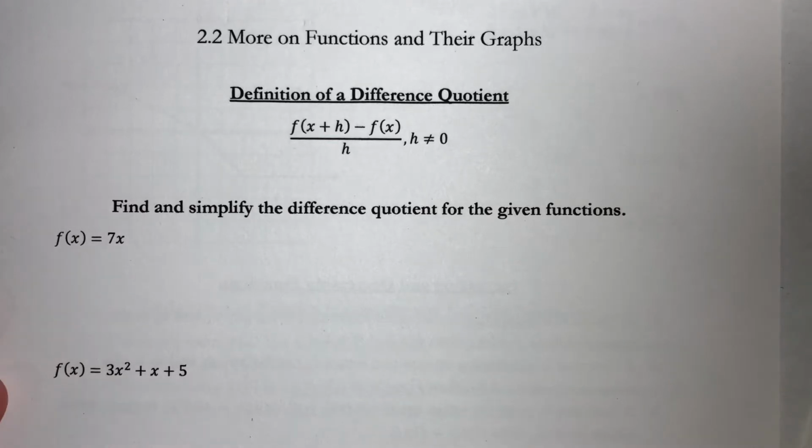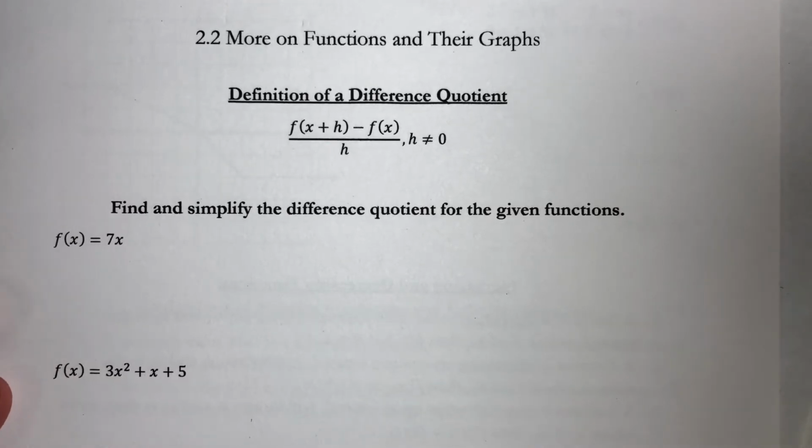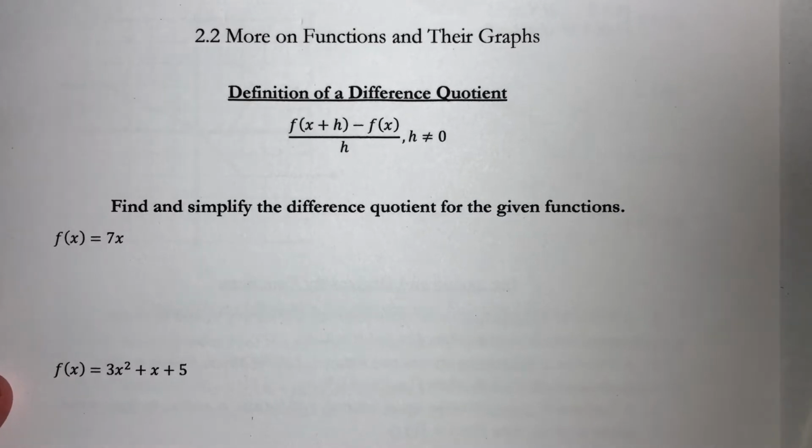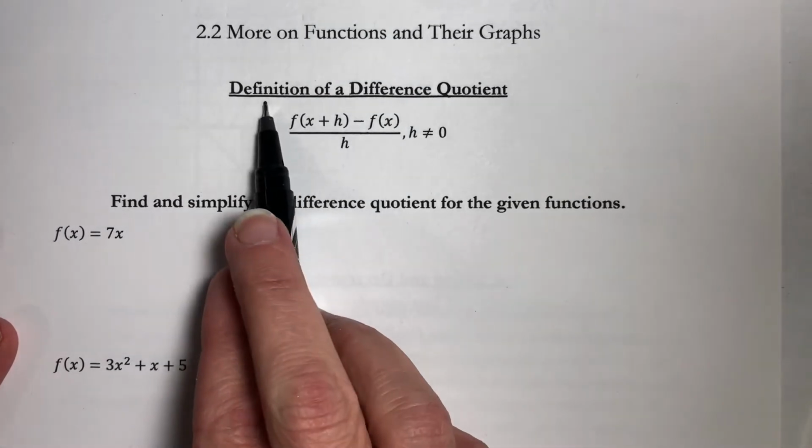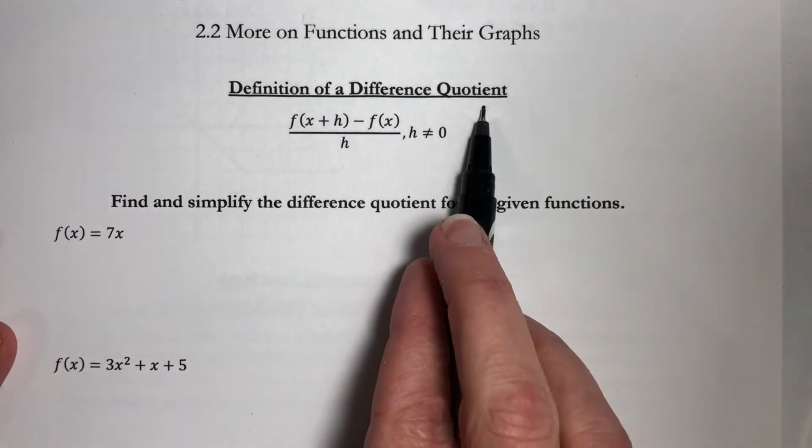Section 2.2, more on functions and their graphs. We are going to learn a lot of little topics in this section. All of these relate to sections we do later, so it's going to feel very disjointed, but we do eventually use everything in here. First thing we have is the definition of a difference quotient.